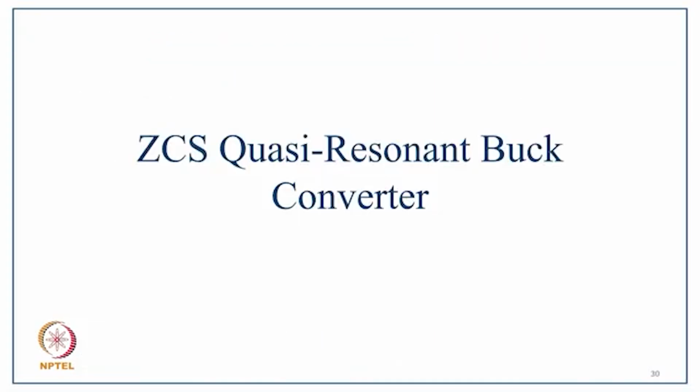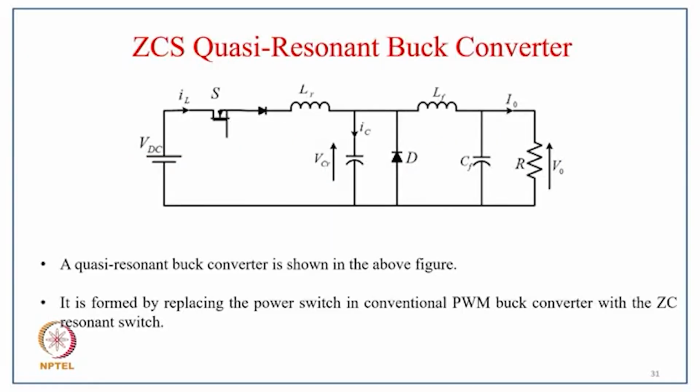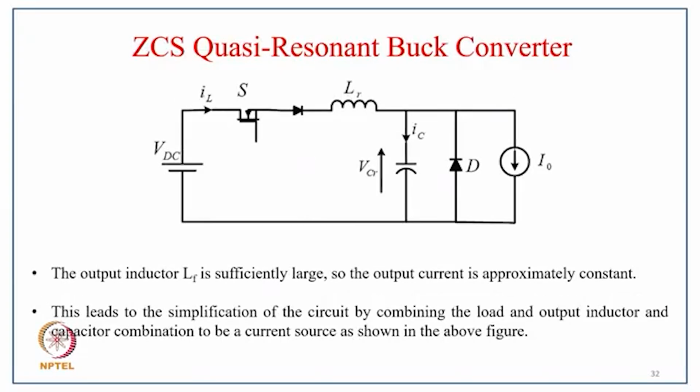Now coming to the ZCS quasi-resonant buck converter. So this is typically the circuit. You can see here the resonant capacitor is connected in parallel, the inductor is connected in series, and with that a series diode with the switch. The quasi-resonant buck converter is shown in the above figure, and it is formed by replacing the power switch in a conventional buck converter with a ZC, zero current, resonant switch.